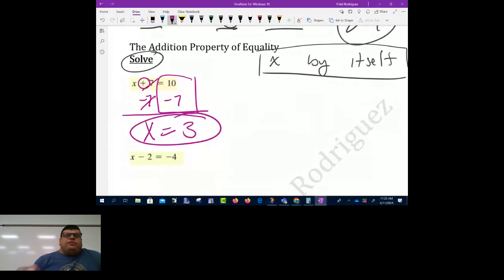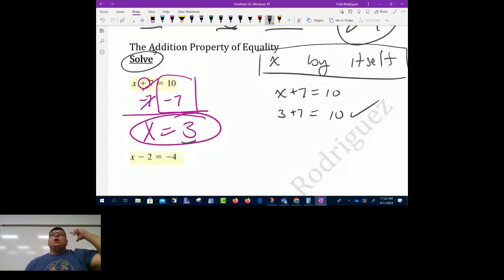And y'all, if you think about the original problem that we had, it said x plus 7 equals 10. And the number we got for x, y'all, was 3. So look what they're saying. 3 plus 7 equals 10? Yeah, it is, right? That's really what the objective is here. We're trying to undo the process, okay?